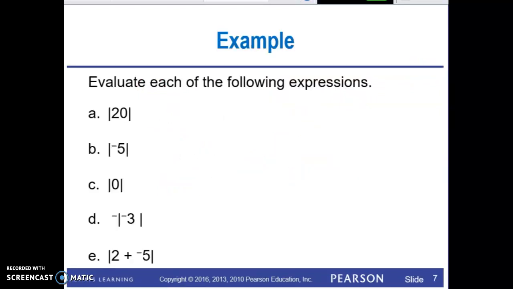Okay, so now let's take that idea and evaluate each of these 5 things. Pause the video here and evaluate each of these 5 things. Let's see what we get.